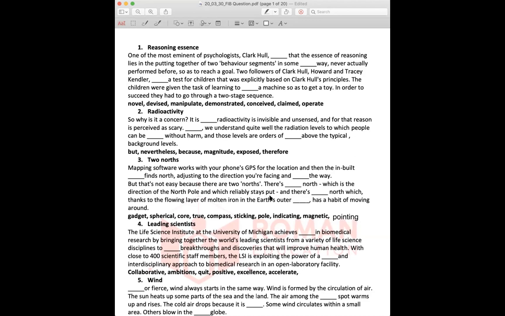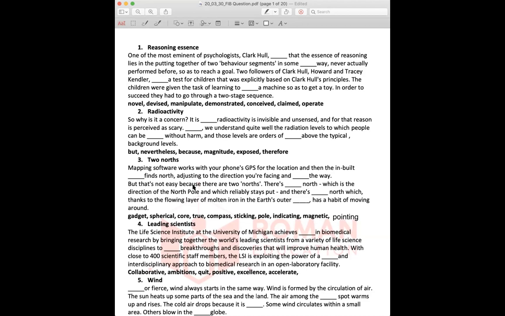But that's not easy, because there are two norths, and now I have to pick two different options here for norths. And this is the confusing part. So this is one type of north. This is another type of north. And I told you that there is actual north and there is the north of the magnet. So now I need to think which is actual north, which is magnetic north. In your exam, unless you have a very good understanding of how magnets work, I don't think you'll be able to answer this question. Because I know how magnets work, so I know the answers.